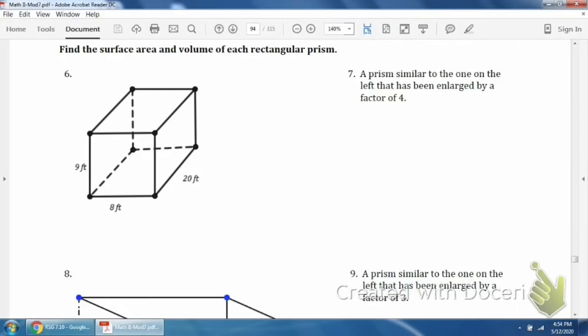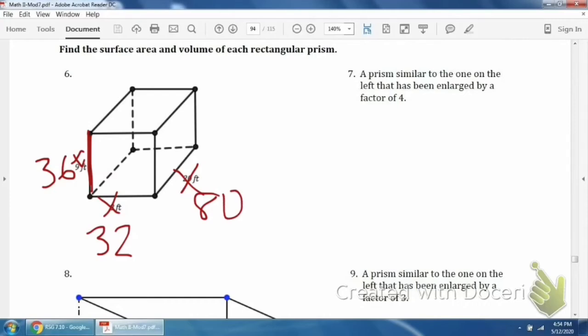Okay, so that means that for number 7, this side is going to be 4 times that size. So instead of 9 feet, it's going to be 36 feet. This one, instead of 8 feet, 8 times 4, 32 feet. This one, instead of 20, 20 times 4, 80 feet. Okay? And then you just do all the same stuff again.